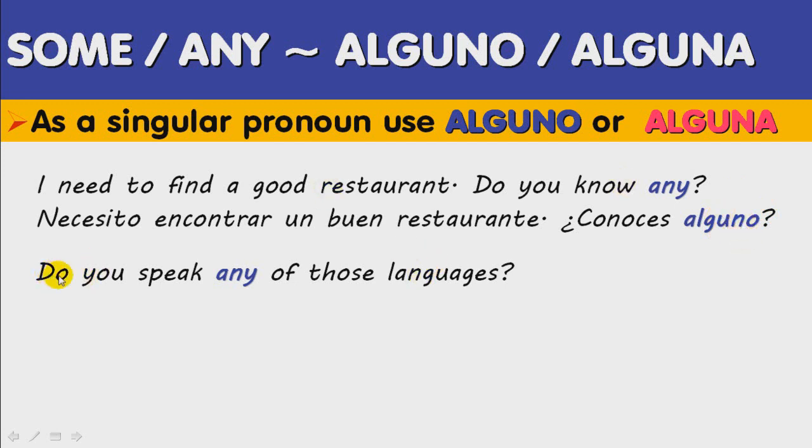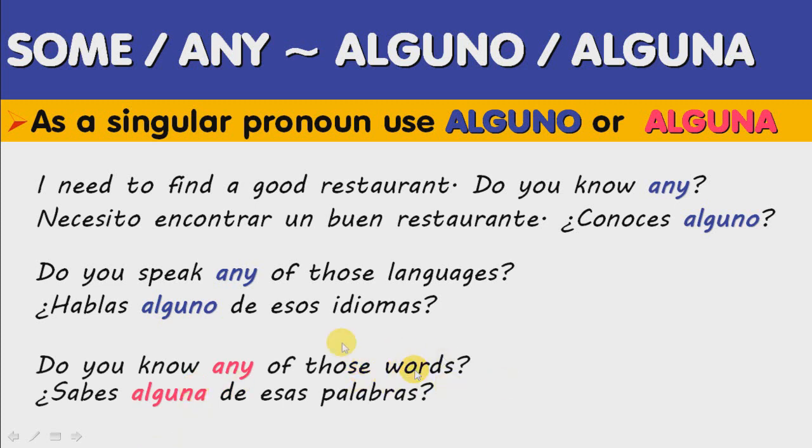Another example. Do you speak any of those languages? ¿Hablas alguno de esos idiomas? Alguno is referring to the languages. I could have said, ¿hablas alguno? I could have just said that. And you see that alguno, in this case, is not followed immediately by a noun. That's why it's a pronoun. Idioma is a word ending in a, but it's actually masculine. That's why we say alguno de esos idiomas.